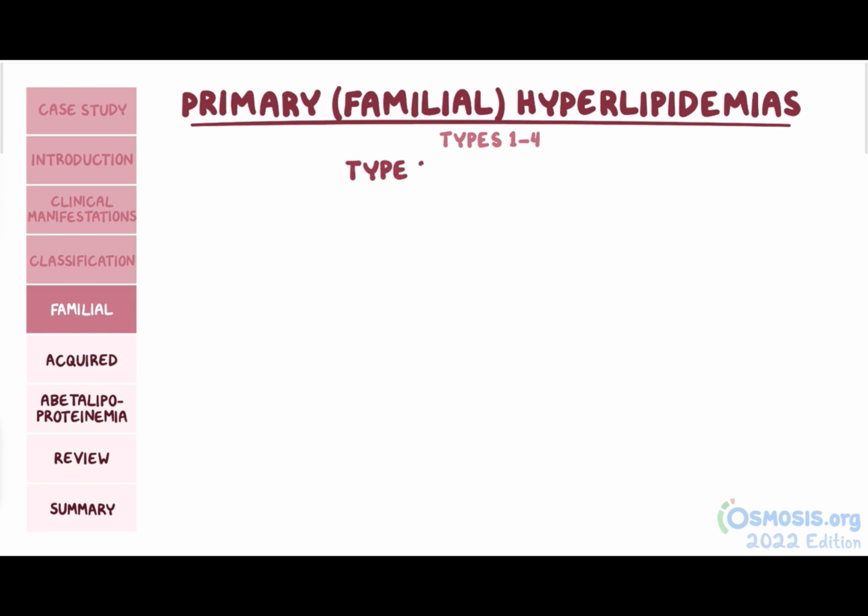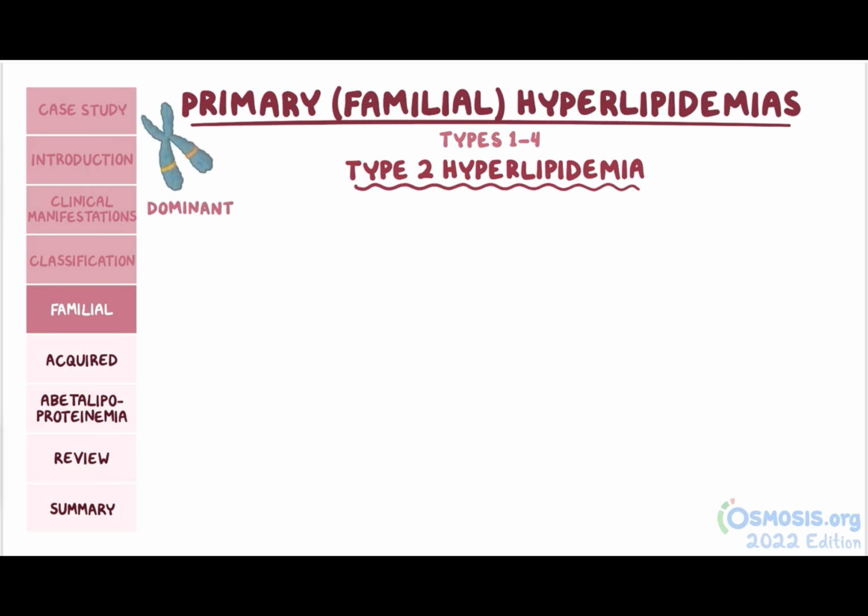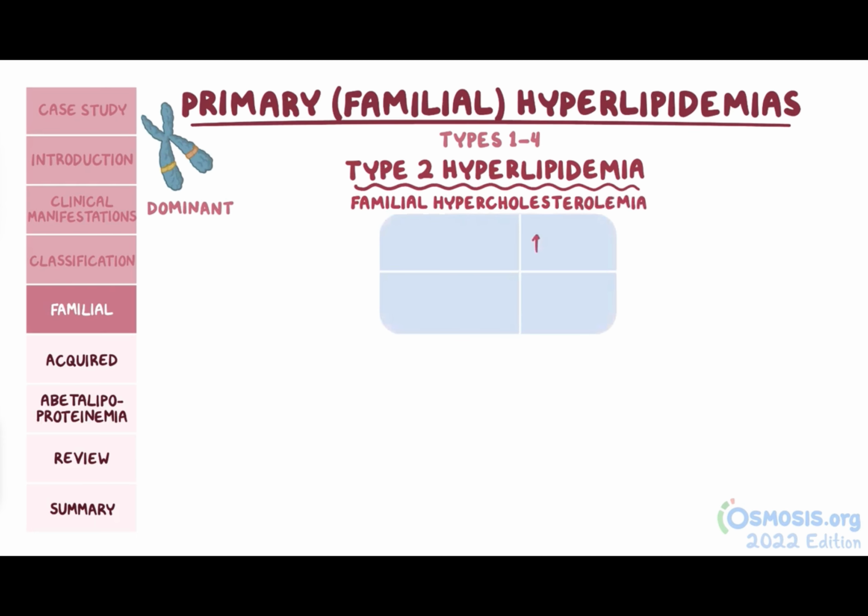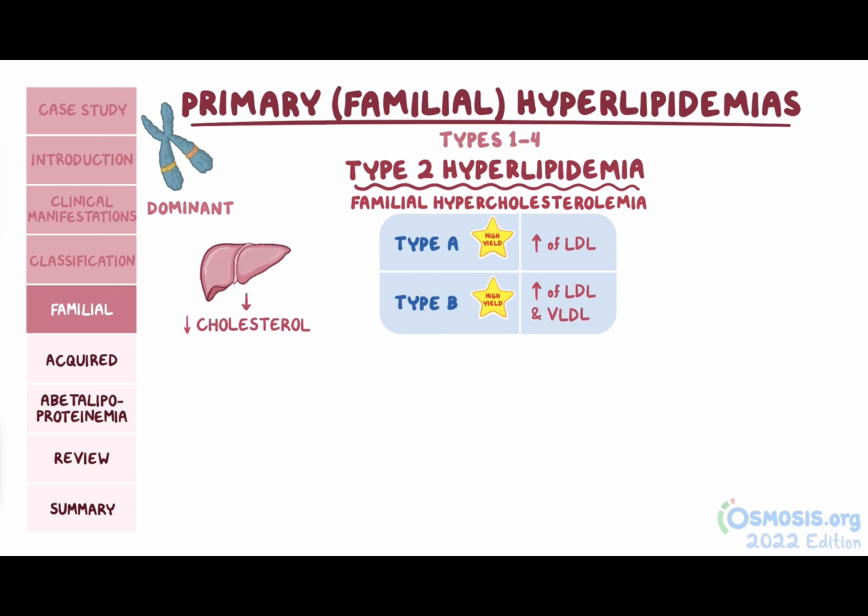Alright, type 2 familial hyperlipidemia is an autosomal dominant condition also known as familial hypercholesterolemia. It's characterized by the elevation of LDL cholesterol if it's type A, and both LDL and VLDL if it's type B. Okay, so normally, the liver can decrease cholesterol levels by recycling LDL in the blood.